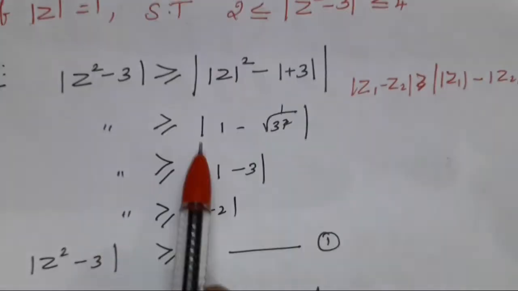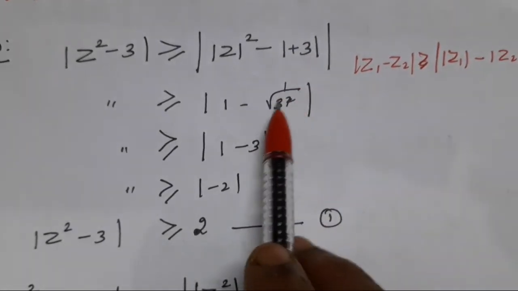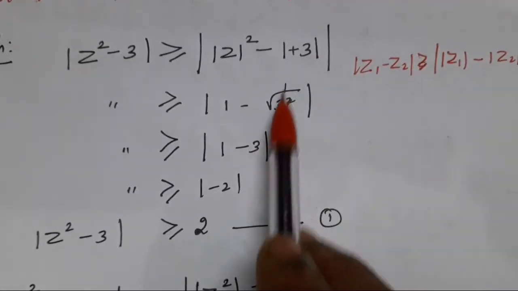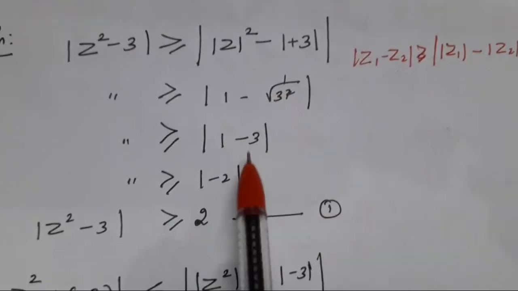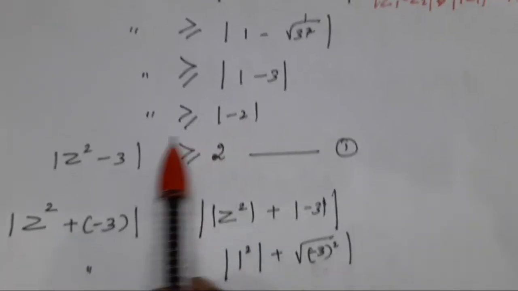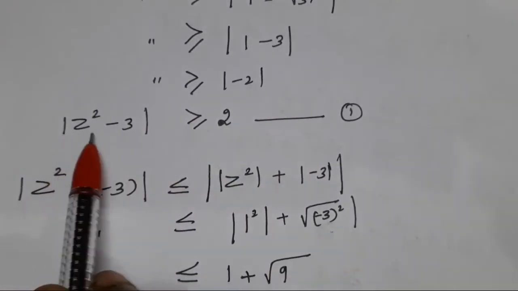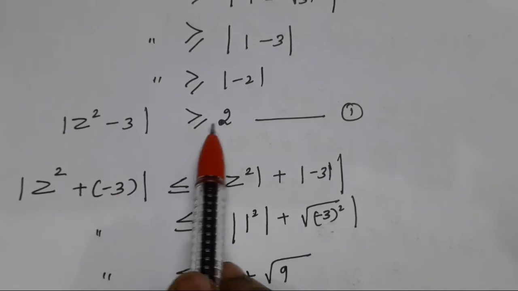Modulus of z is what? Nothing but 1. 1 minus, see this is only the real part square, root 3 square, only 3 square. If we take the square root of 3 square, it is nothing but what? 3. So 1 minus 3. 1 minus 3 is nothing but what? Greater than or equal to minus 2. That is the modulus, which is plus 2. So modulus of z square minus 3 is greater than or equal to plus 2.